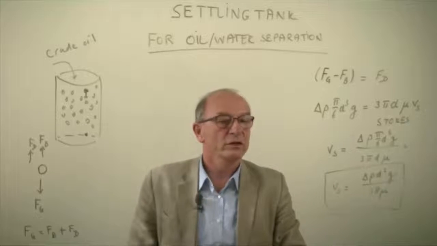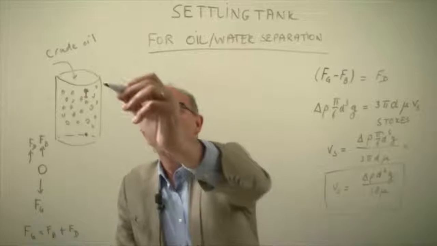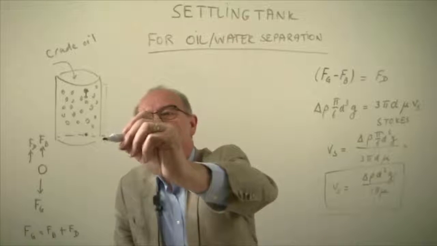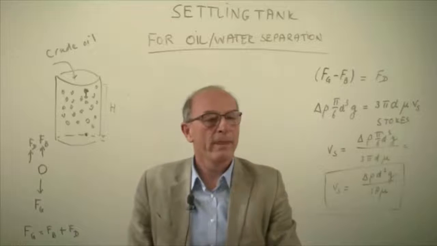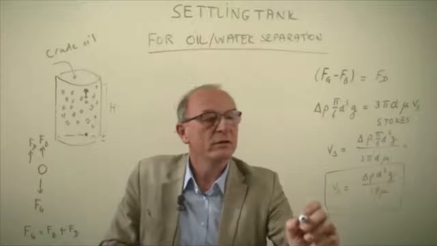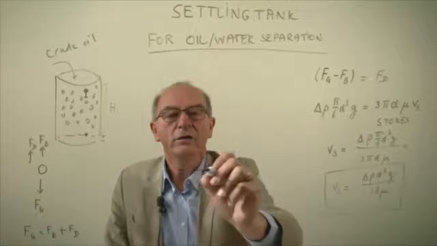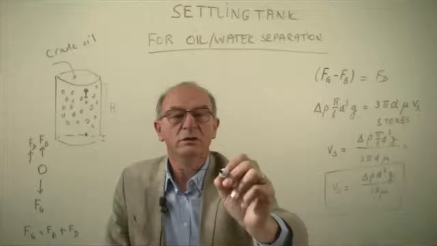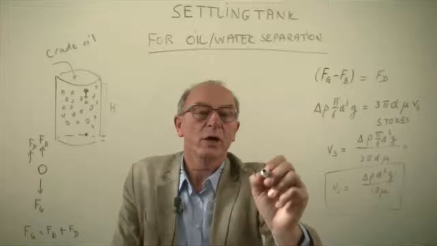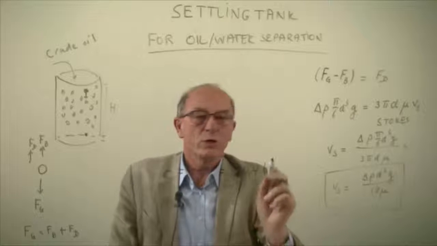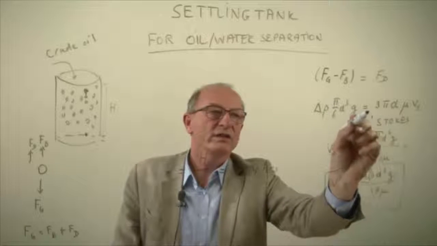This is the settling velocity, but we are interested in the settling time. For the settling time, we have to know what the height is of this vessel, because otherwise we can't calculate this. So in this case, we could say that the time needed is the height divided by the settling velocity. And if you would calculate this, you come to 20.4 hours.